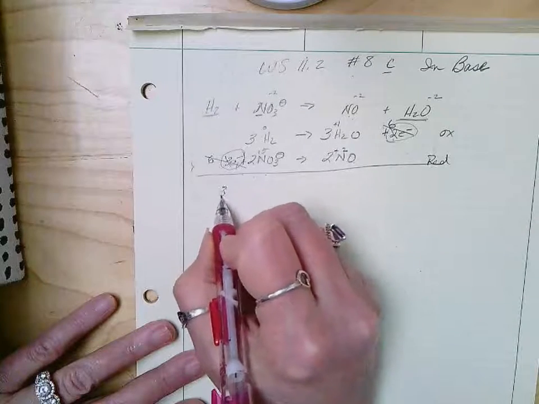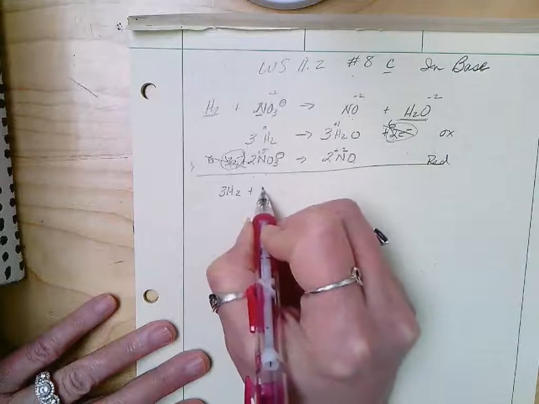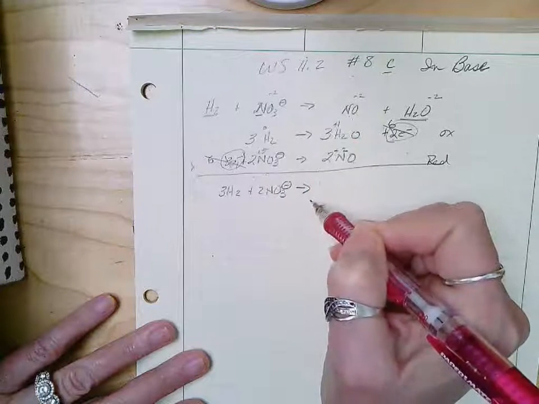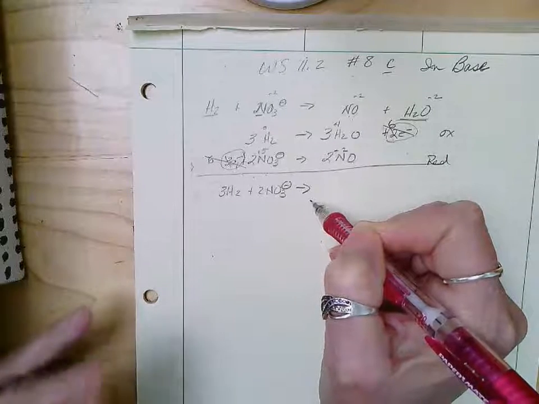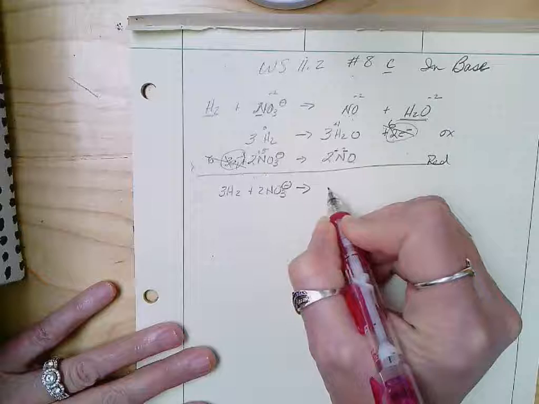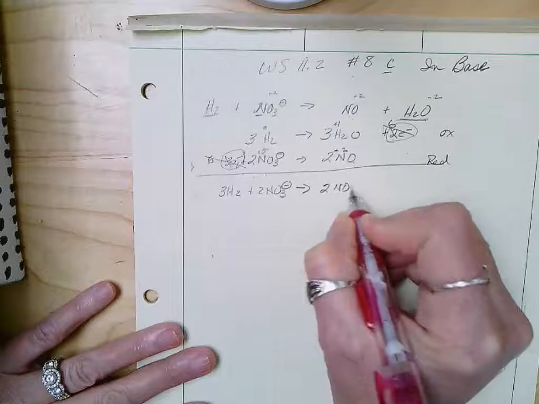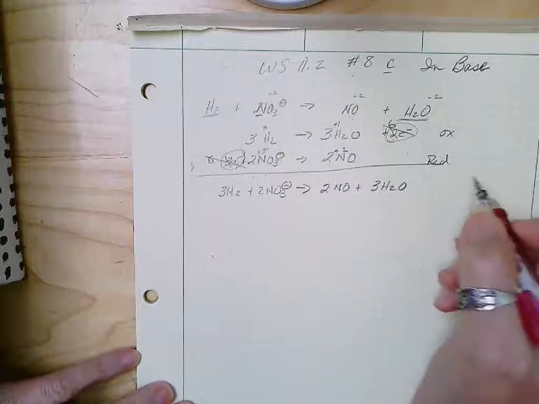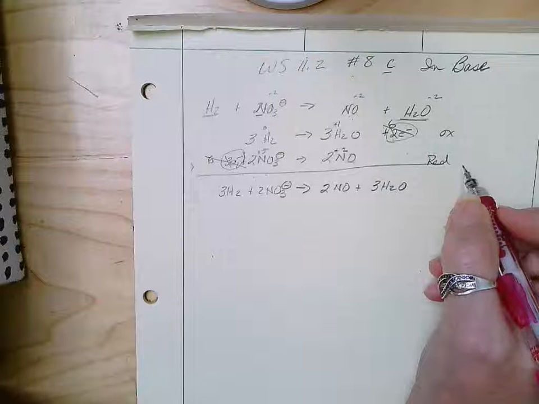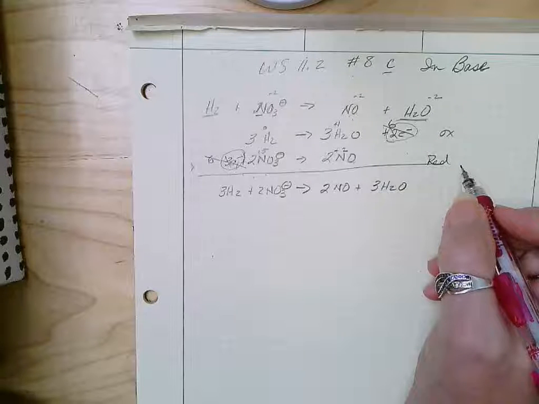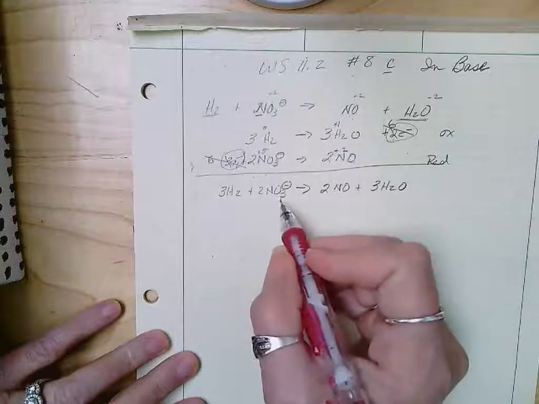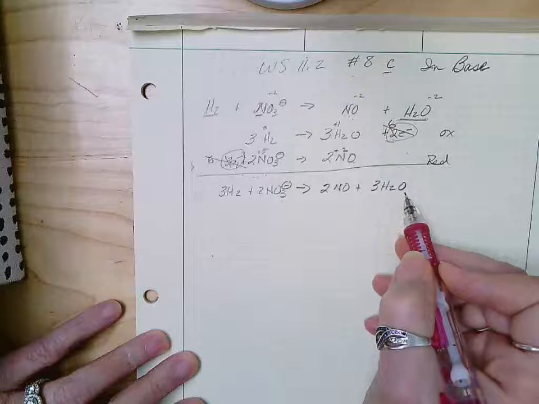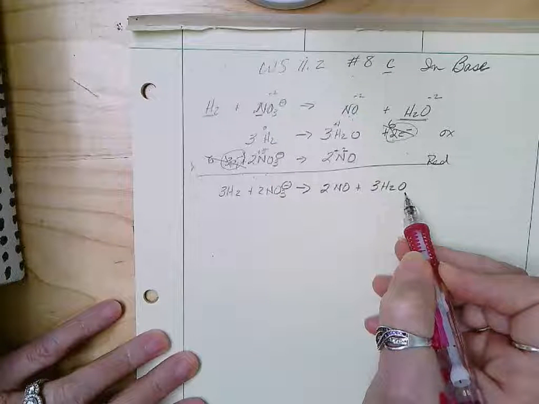And so I have 3H2 plus 2NO3 minus. And I try really hard to keep my arrows lined up so I can keep my reactants and my products on the correct side. Then 2NO plus 3 H2Os. Okay, now I know nitrogens and hydrogens are balanced, but oxygens are not. So let's see how many we have. I have 6 oxygens here. I have 2 here, plus 3 here is 5. That is not the same number.